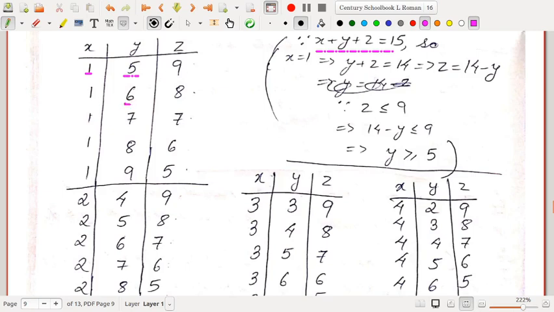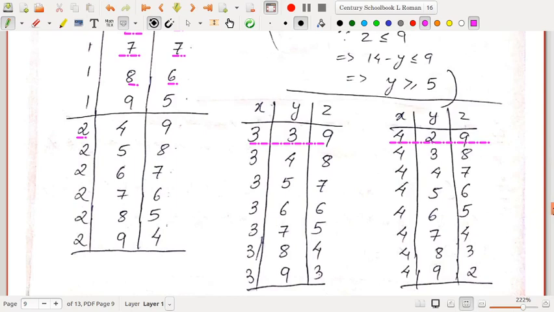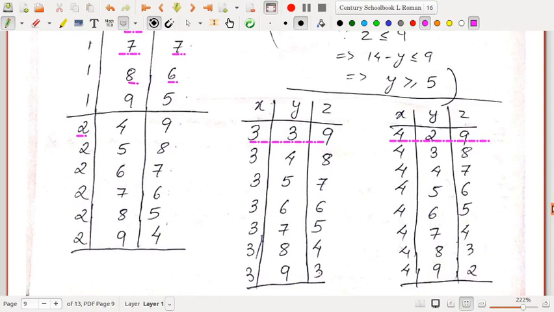Then you increase the value of y, and automatically, to keep the sum constant, the value of z will decrease. So we can list it this way: 177, 186, 195. These are the only possibilities with unit digit 1. Then you try with unit digit 2. So these are the possibilities: 249, 258, 267, like that. Try with unit digit 3, then unit digit 4. Every time you maintain that the sum of the digits should be 15.